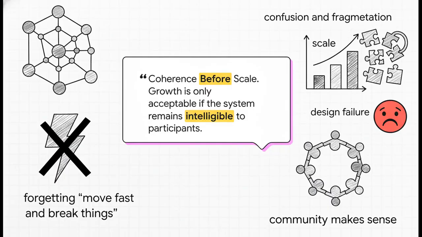This quote right here really nails the mindset shift we're talking about. Forget move fast and break things. The new rule is coherence before scale. In other words, growth is only a good thing if the whole system, the whole community, still makes sense to the people inside it. If adding more members just makes everything more confusing, then guess what? That's not success. That's a design failure.